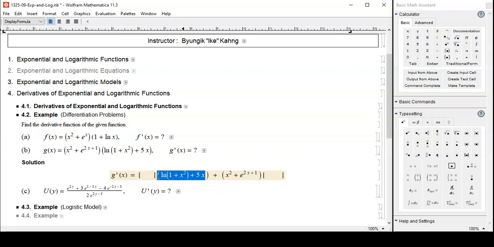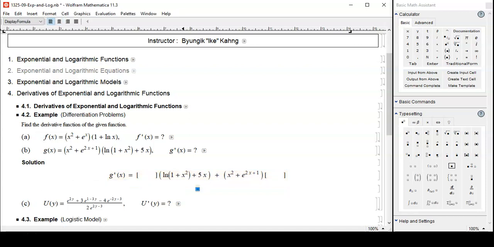This part and that part are nothing more than just copy and pasting. Now I have to take the derivative here for this function, and then derivative here for the second function. Make sense? Okay, let's go ahead and complete this problem. Copy and paste this part.